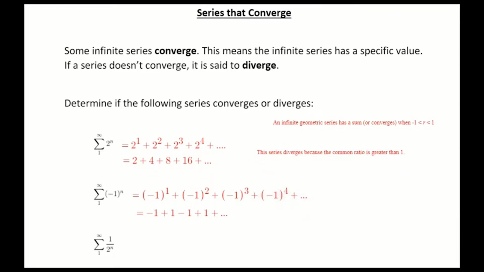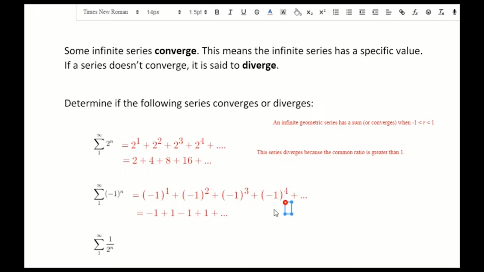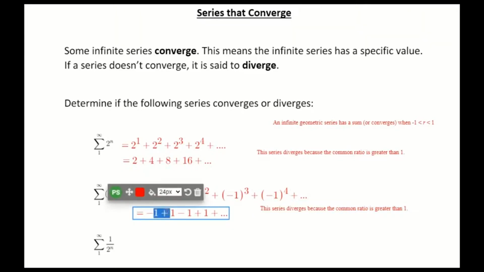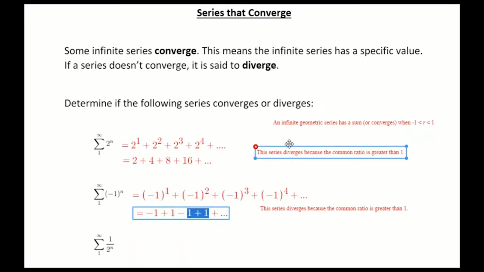Let's get a text box. So this series diverges. We can just say the common ratio is greater than 1, and that answers it as well. But it's a little bit more interesting to say, hey, this thing is going to alternate between two values. It's not going to settle on a particular value. Well, now the last one is a little bit different, but let's see what's going on there.